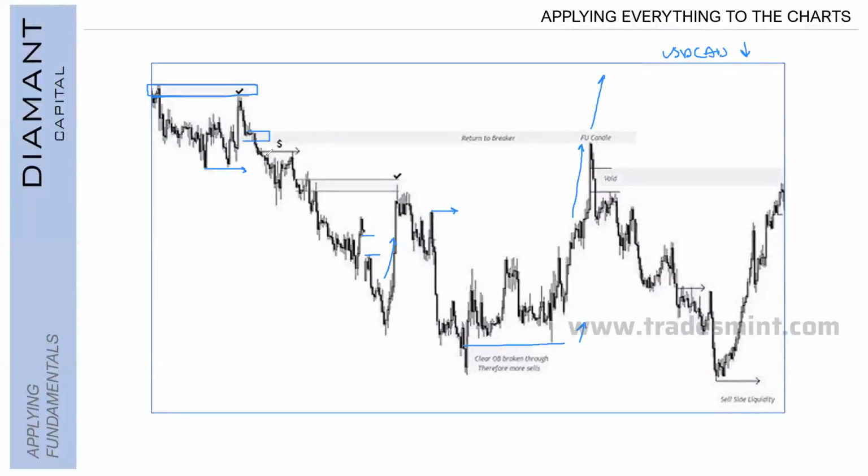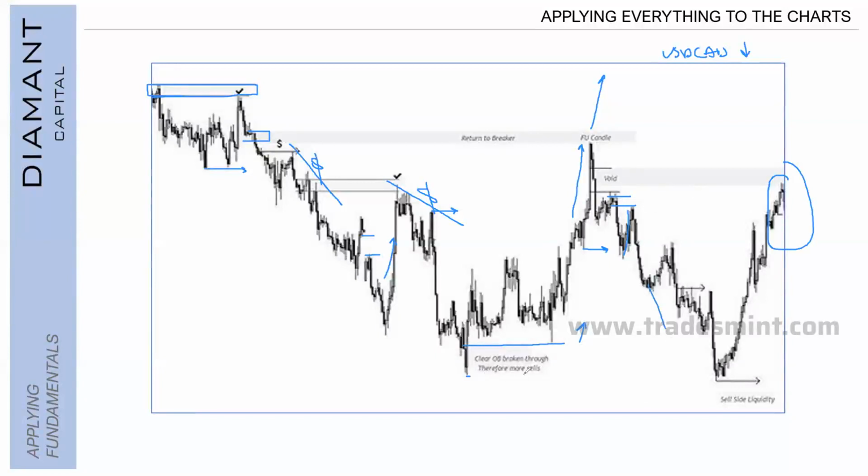But as it did so, it also swept out the equal highs at the top over here. Of course, you had the retail trend line as well that we also took stop losses from. Therefore, what we can call this is a clear FU candle. As price returned back down, breaking structure to the downside, it retraced back up. So this could have been an area for potential sells. However, we were introduced to the market around this point.